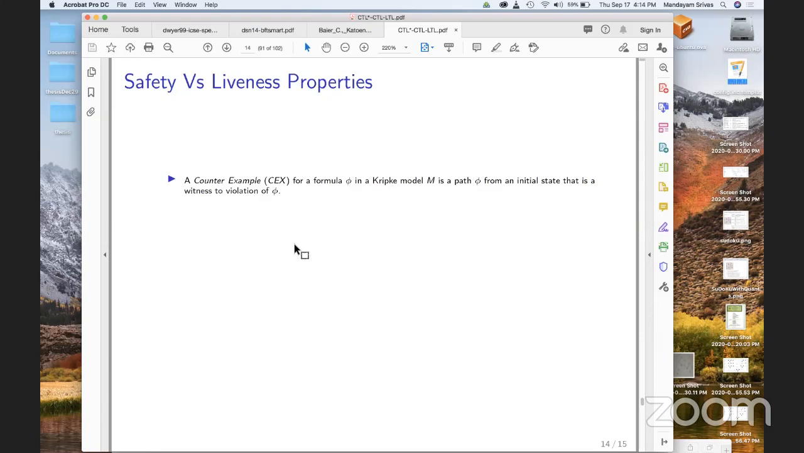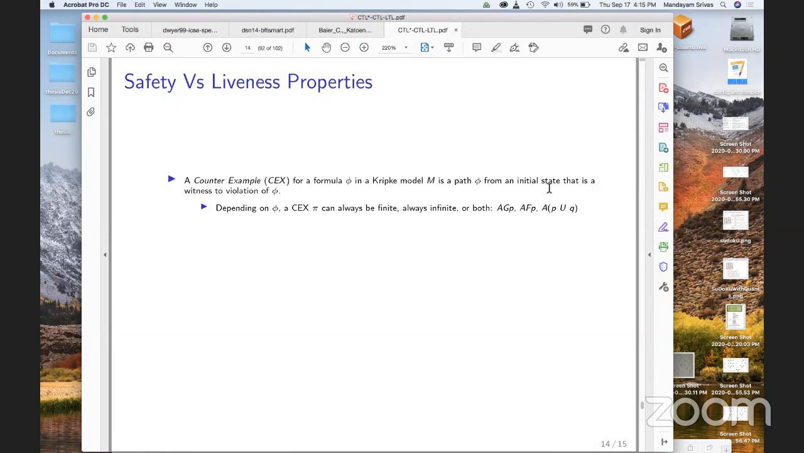Okay, safety and liveness properties. This is quite important, and it is based on the counterexample. What is a counterexample? A counterexample is a very important part of model checking. A counterexample for a formula phi in any CTL star-based logic, in a Kripke model M, is a path from an initial state in the model that is a witness to a violation of phi. That's what a counterexample is.